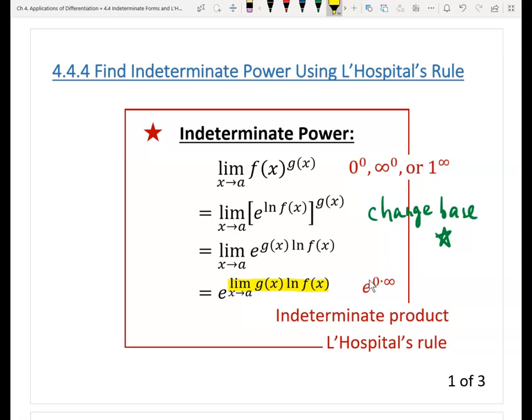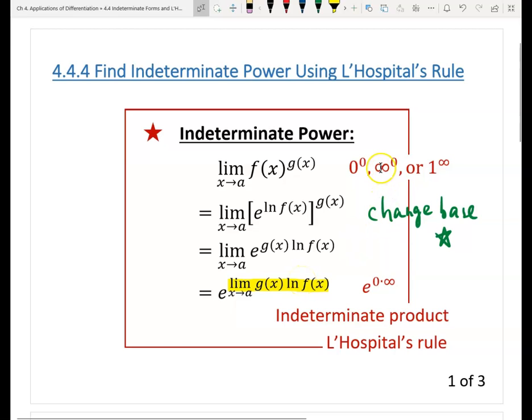Let me explain a little bit why this is 0 times infinity or infinity times 0. No matter which type, let me pick the first type and verify one by one. If f approaches 0 and g approaches 0, see, g approaches 0, so this is 0. F approaches 0, so ln f is what? Infinity. You can say negative infinity, whatever. So it's 0 times infinity.